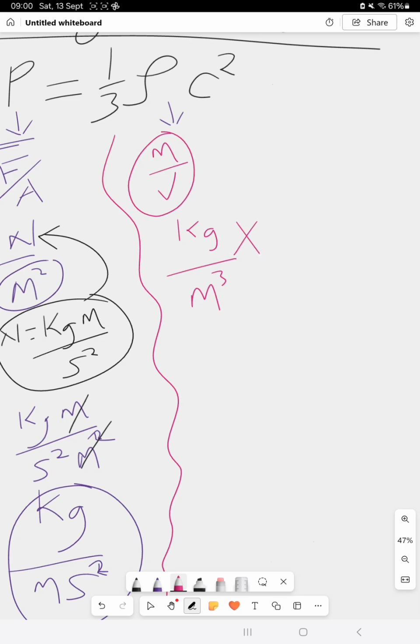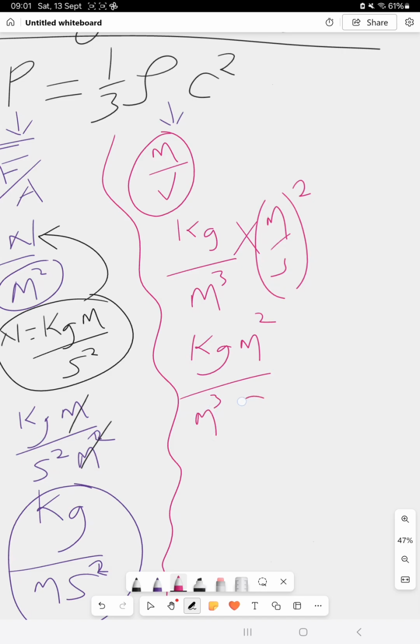Then what are the units of speed? Speed is given by distance over time, and therefore the unit is meters per second. But remember, we are squaring, so I square this one, and I'll have kilograms meter squared over meter cubed, then s squared. Now I'll have to cancel meter squared with meter over this side, and I will remain with a single meter here.